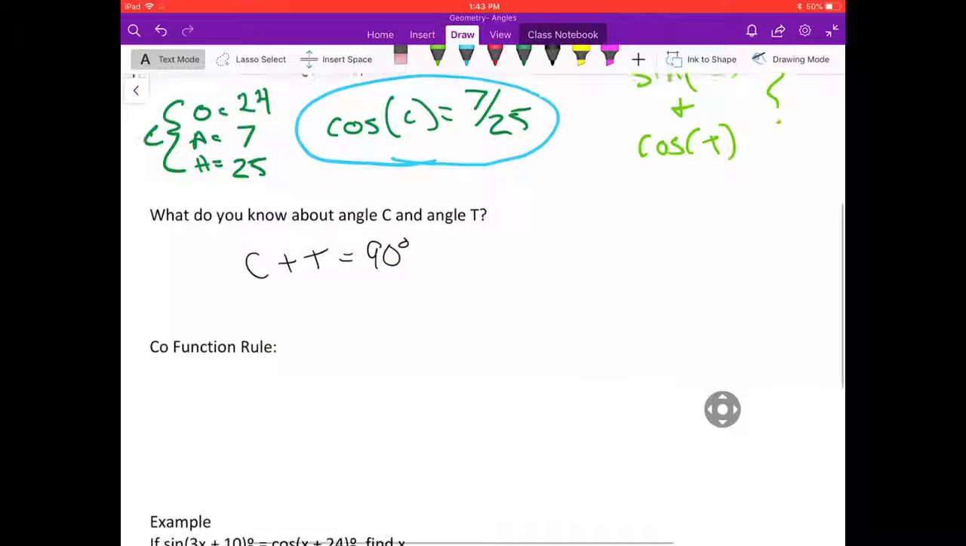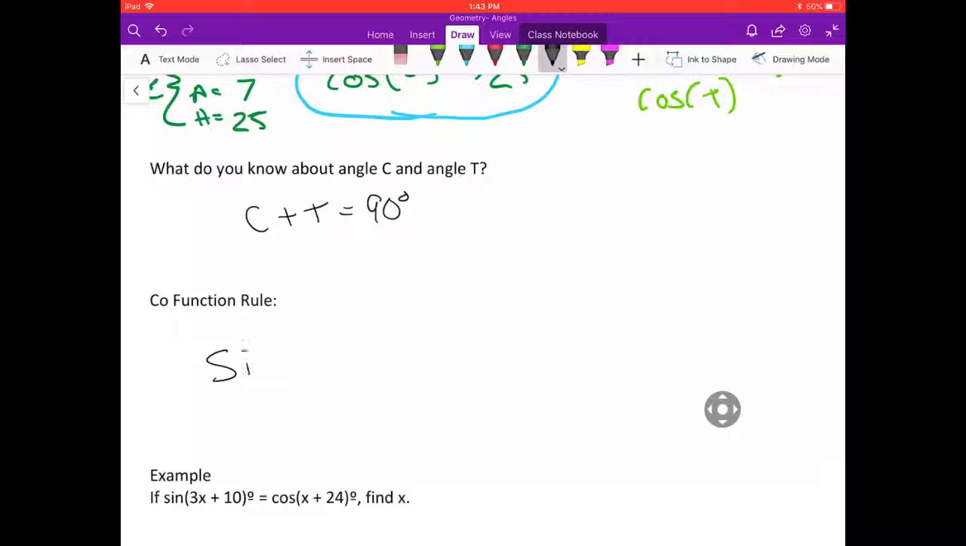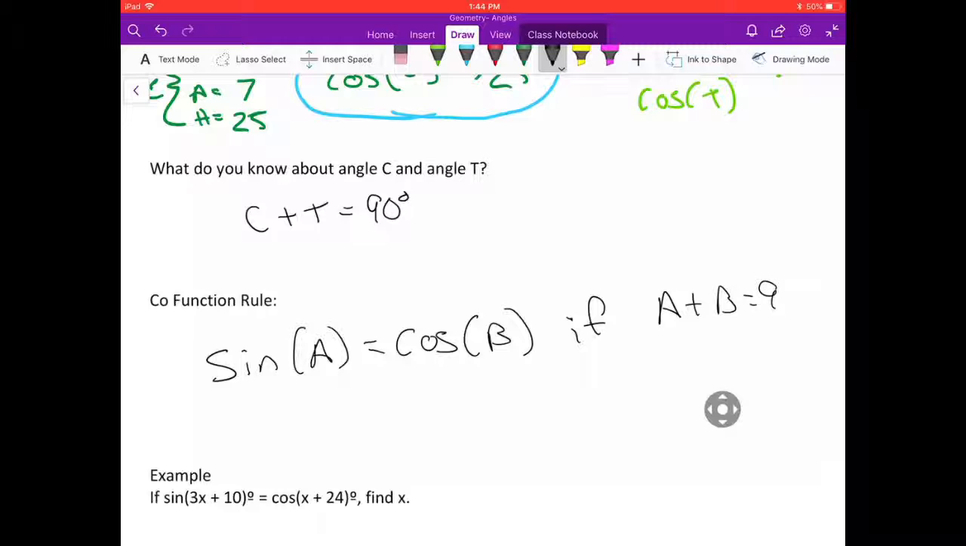So this is important because this is why this cofunction rule works. The cofunction rule is stated that sine of A, of any angle A, is equal to cosine of angle B if A plus B is 90 degrees. So anytime A and B add up to 90 degrees, then sine and cosine are going to have the same value. And this will happen in any right triangle. This is a very, very common Regents question, and it's multiple choice, and it asks you about a right triangle, which statement will be true. So it's always that sine of A is equal to cosine of B if A plus B is 90 degrees.